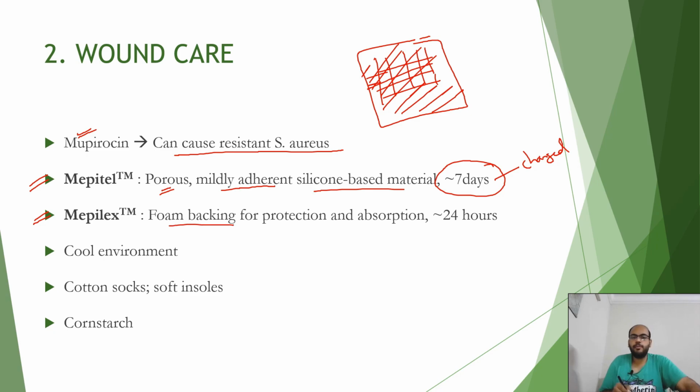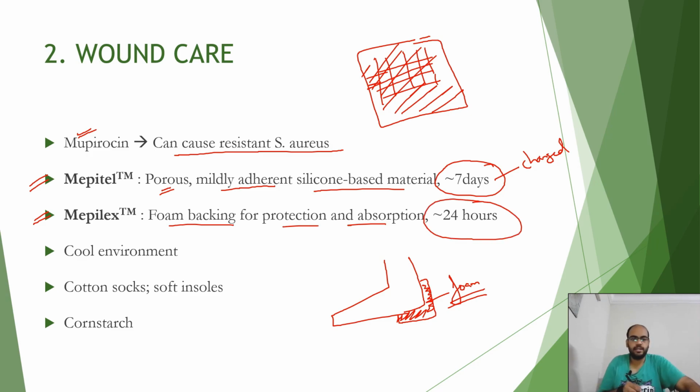Mepilex is a foam backing for protection and absorption. For example, let's say this is the foot of an EB child. So you put Mepilex dressing here. Okay, and this Mepilex dressing has foam, so it will also provide protection to the bony prominences. They have to be changed every 24 hours.